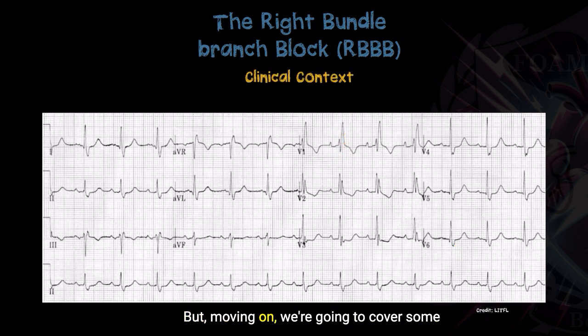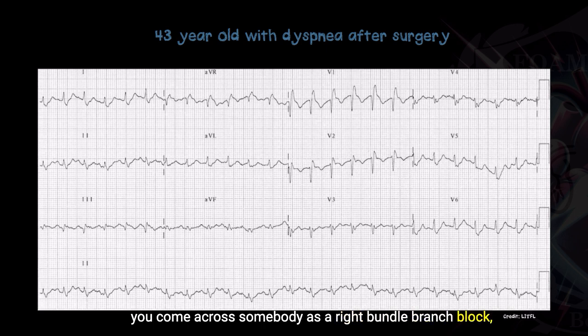But moving on, we're going to cover some clinical context for the right bundle branch block. And basically what that means for you as a provider when you come across somebody with a right bundle branch block, what's the next question you need to be asking yourself? And I want to start with two cases. Case number one, 43-year-old with shortness of breath after surgery. Alarm should be going off in your head, right?